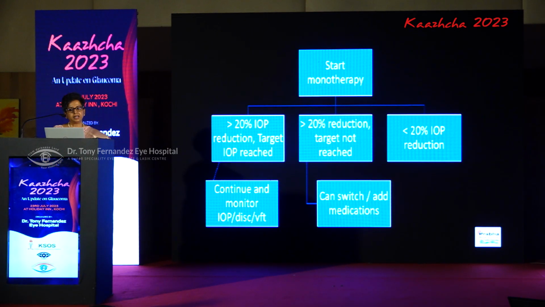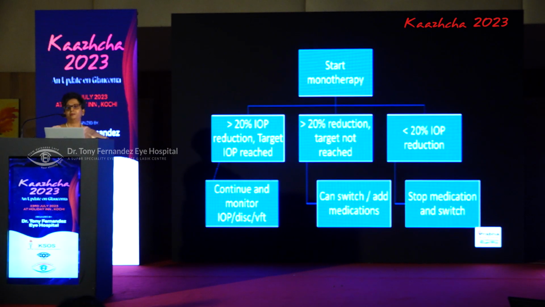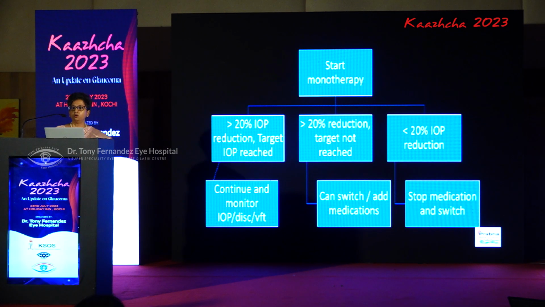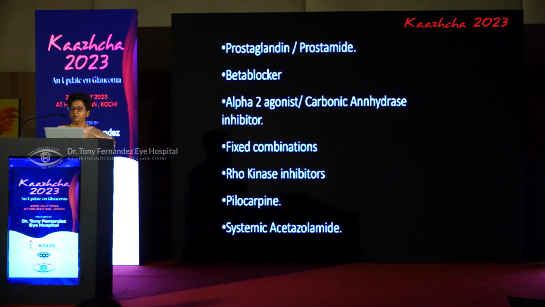But if there is less than 20% IOP reduction when you check the patient after starting the medical management, stop the medication, don't add. Many times you have patients who are on 4 or 5 medications. People have not assessed the efficacy and they keep on adding. So don't do that. If the medication is not effective, remove that medication. Make a note in the patient's file and don't use that medication again. This way we can avoid this polypharmacy that we frequently do.